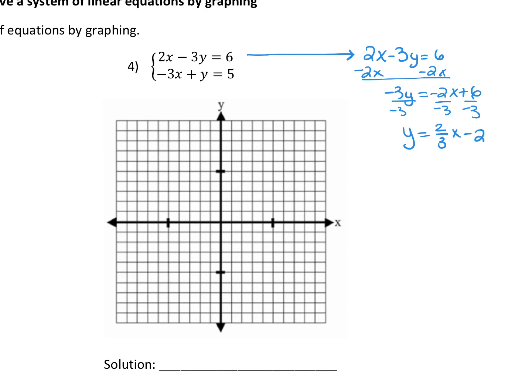And so this is what my first line is going to look like. I'm starting at negative 2, and I'm going to go up 2, right 3. So we'll start at negative 2, up 2, right 3, and repeat. You can also go down 2, left 3, down 2, left 3.